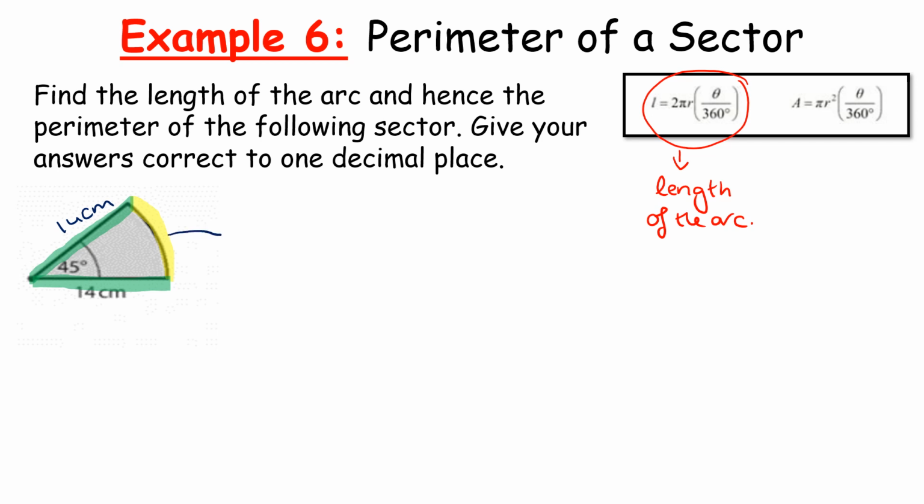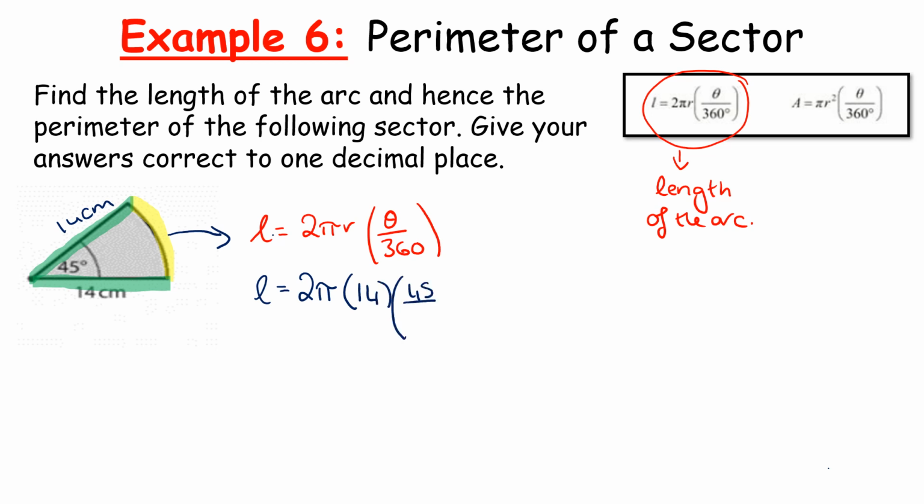So let's start first with the length of the arc. Let's do it in red. L is equal to 2 pi r theta over 360. Again, if you want to do this using the idea of just 2 pi r and then find a fraction, that's perfect. They did not tell me what to use for pi, so I'm putting in pi as is. My radius is 14. The angle is 45 over 360. The difference is here, they want our answer correct to 1 decimal place.